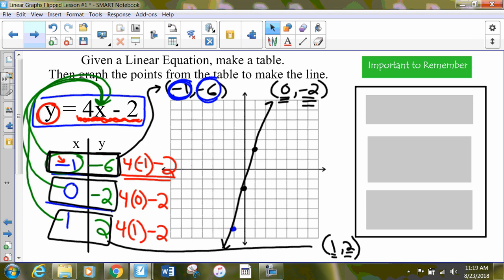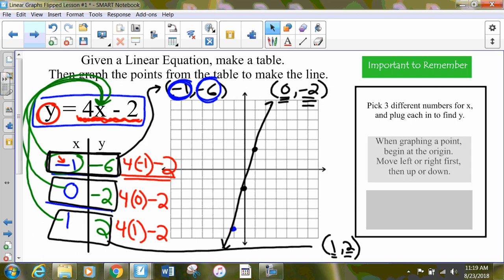Now you'll notice you have a box to the right that says important to remember. And so what we want to do here is write some things down that are going to help us remember what we just did. The first thing is pick 3 different numbers for x and plug each in to find y. So that's a reminder. If you want to write it differently than I wrote it, write whatever you need to write to remind yourself anytime we graph by using a table. We're going to pick 3 points for x, and each of those points gets plugged into the equation, and then we know what y is for each of those x's.